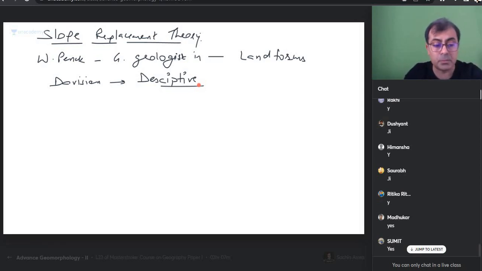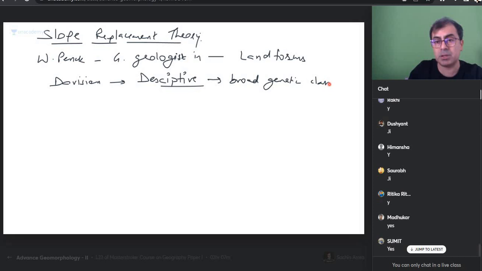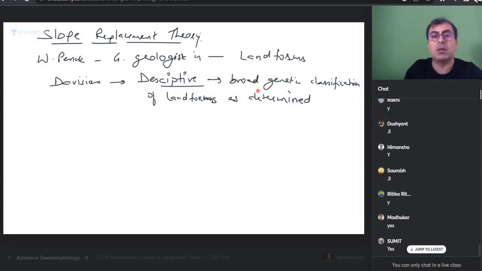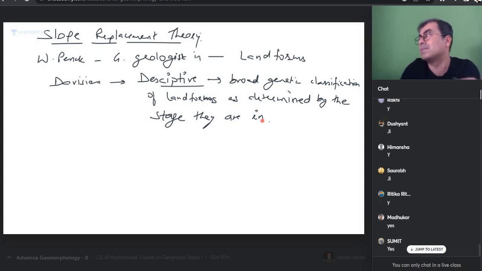descriptive in nature, giving broad genetic classification of landforms, as determined. I'm getting this word from deterministic. Broad genetic classification of landforms as determined by the stage they are in. Which stage they are in, that decides, nothing else. Is everyone okay with this? So your stage decides everything, nothing else. With me on this?